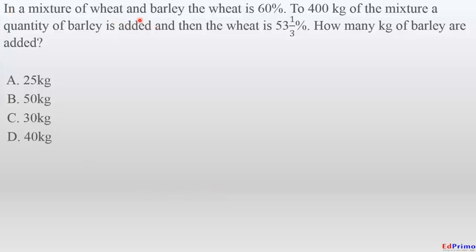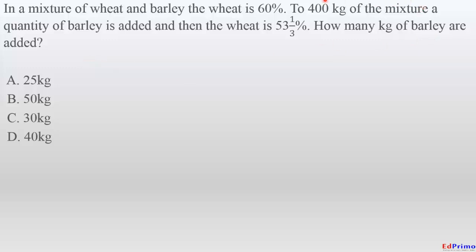In a mixture of wheat and barley, the wheat is 60%. To 400 kg of the mixture, a quantity of barley is added and then the wheat is 53 1/3%. How many kg of barley was added? Now this is a fairly straightforward question.